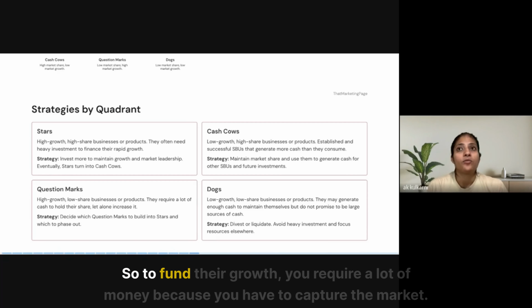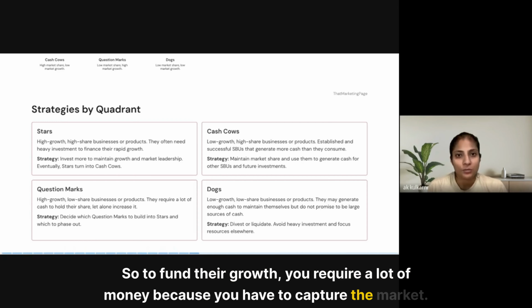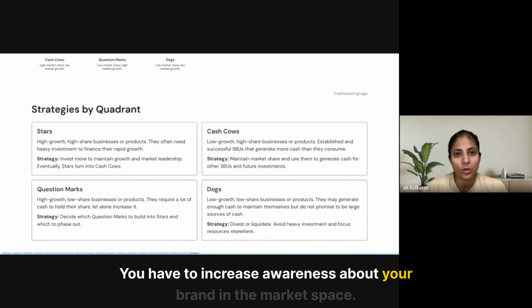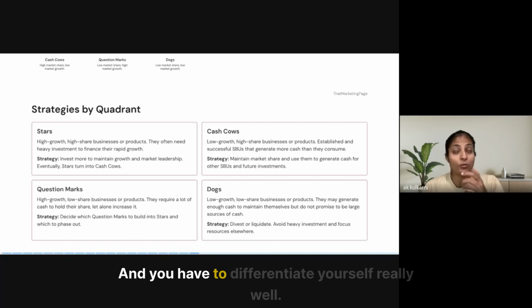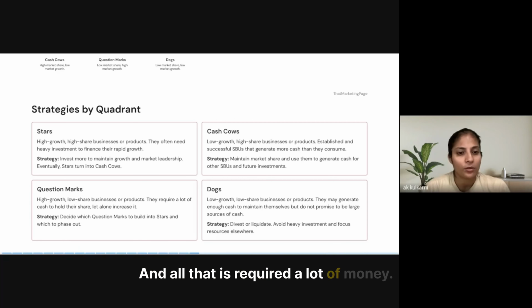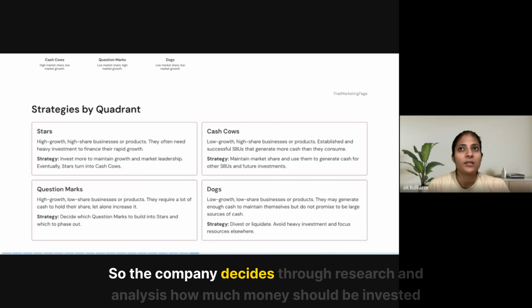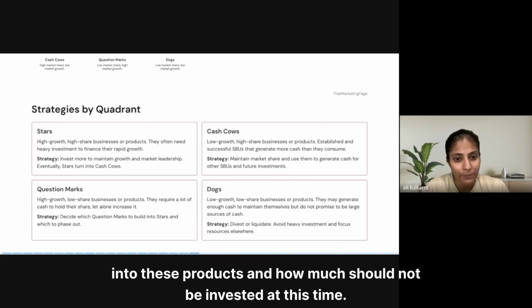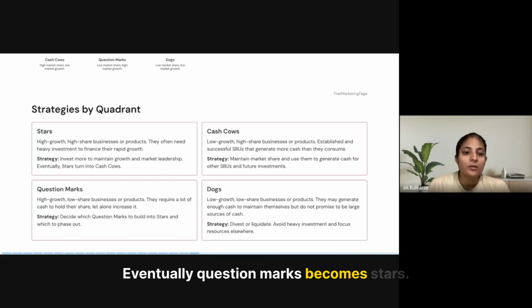So to fund their growth, you require a lot of money because you have to capture the market. That means you have to promote more, you have to increase your distribution, you have to increase awareness about your brand in the market space, and you have to differentiate yourself really well. And all that is going to require a lot of money. So the company decides through research and analysis how much money should be invested into these products and how much should not be invested at this time. Eventually, question marks become stars.